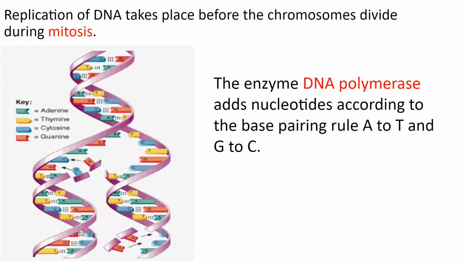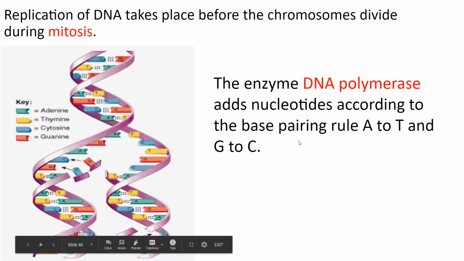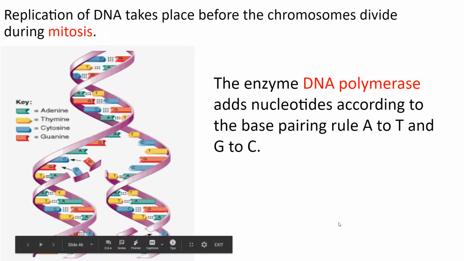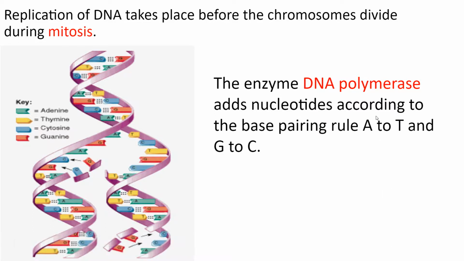So when does this all occur? Well, this occurs just before mitosis. Now, we looked at mitosis in Nat 5, but this is a process which would occur just before mitosis takes place. As it says, the enzyme DNA polymerase adds nucleotides according to their base pairing rule. So when we look at the steps for DNA replication, just bear in mind the rule that we've already established, that A, or adenine, always base pairs with T, thymine, and G always goes with C, guanine and cytosine.